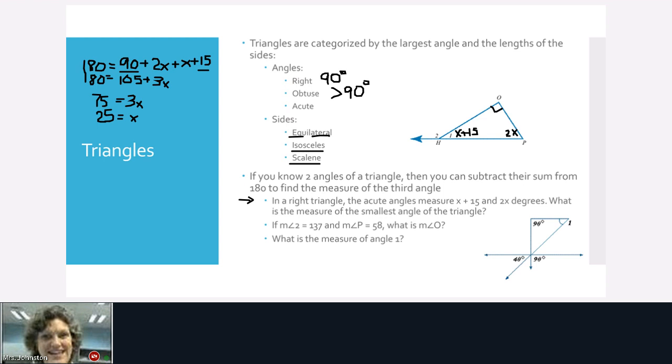Well, this one that I labeled x plus 15 is going to be 25 plus 15. So that total would be 40 degrees. The one over here that I labeled 2x is going to be 2 times 25, and that would be 50 degrees. So it looks like the smallest angle in this triangle is going to be 40 degrees, so that is your final answer.